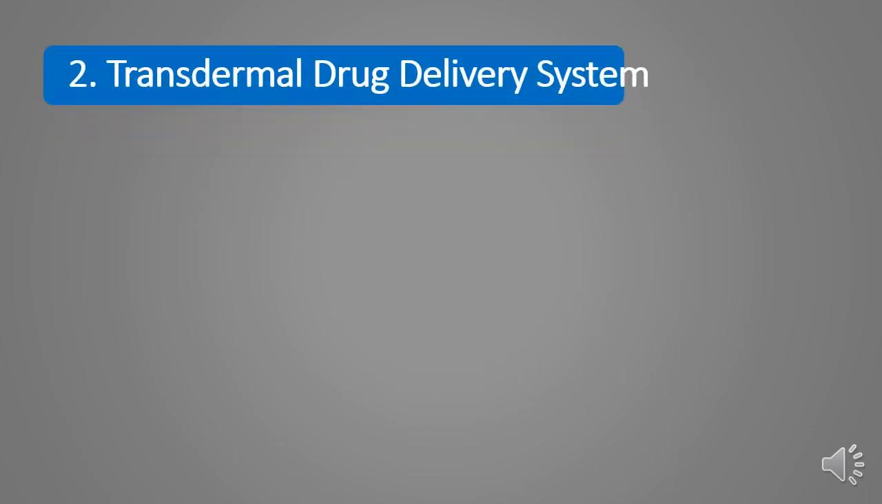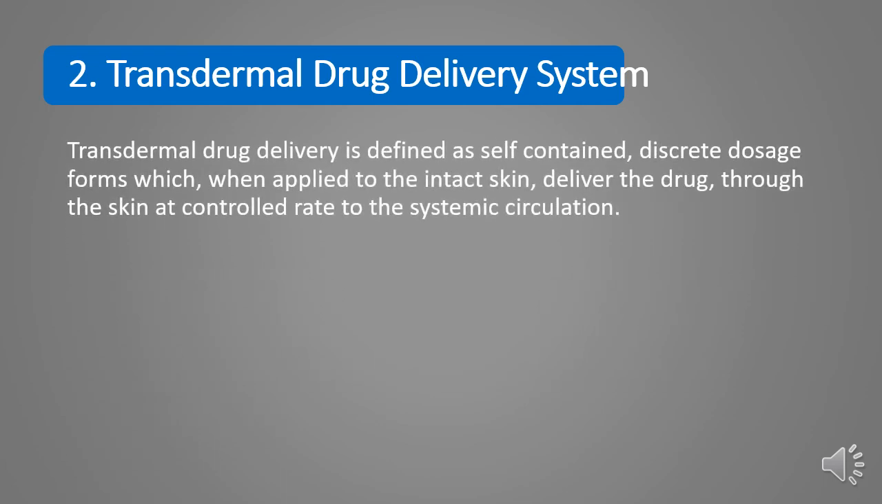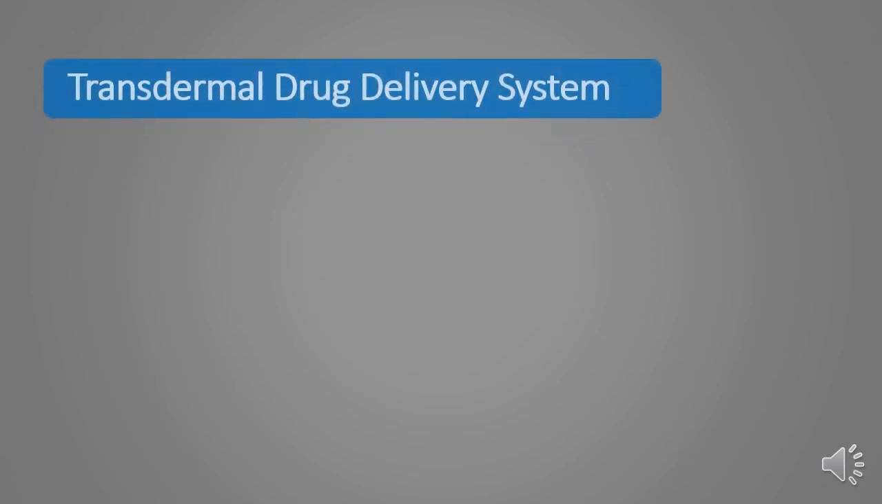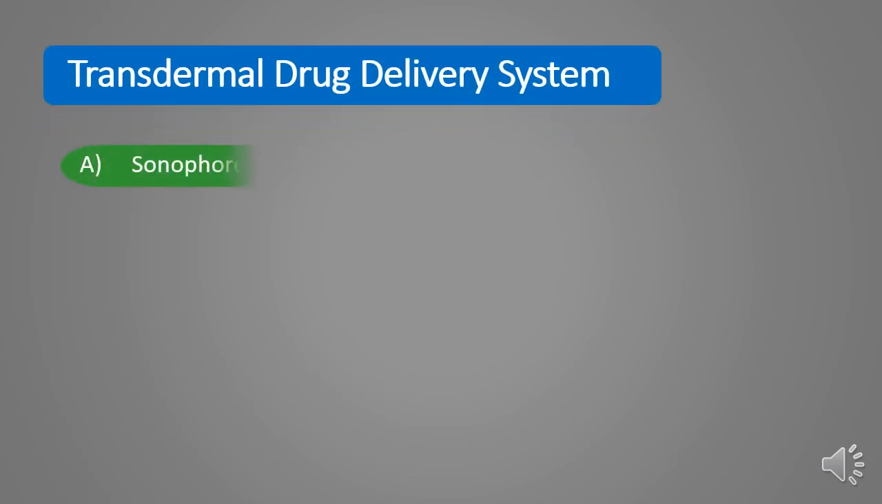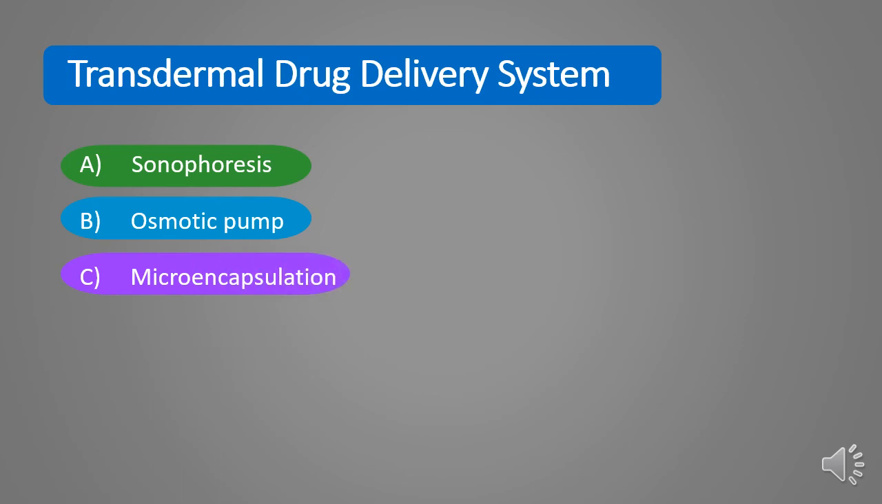So after carrier-based drug delivery systems, let's discuss transdermal drug delivery systems. A transdermal drug delivery system is defined as a self-contained discrete dosage form which, when applied to the intact skin, delivers the drug through the skin at a controlled rate to the systemic circulation. Transdermal drug delivery systems include sonophoresis, osmotic pump, and microencapsulation methods.